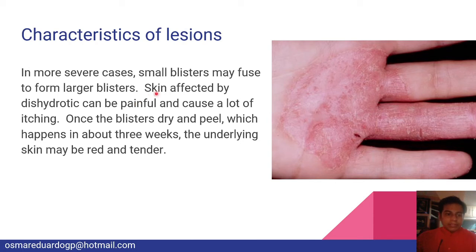In more severe cases, small blisters may fuse to form larger blisters. Skin affected by dyshidrotic eczema can be painful and cause a lot of itching. Once the blisters dry and peel, which happens in about 3 weeks, the underlying skin may be red and tender. Here we can see one example of what I am talking about, the skin red and tender. Here we can see in some of the palm and the fingers that it is more red.